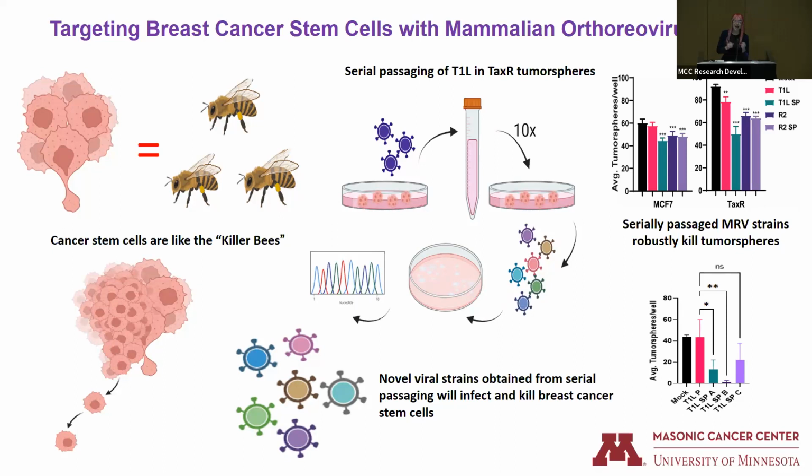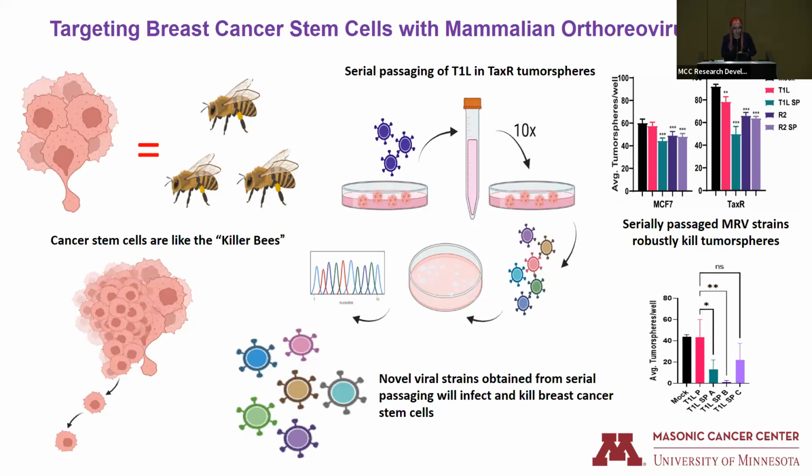For my studies, I use therapy-resistant tumor spheres. Why? Therapy-resistant tumor spheres enrich for breast cancer stem cells. So what I have found in my research is that the serial passage strains are superior at killing the therapy-resistant tumor spheres. Additionally, I have isolated 3 different viral clones, and out of these 3 different viral clones, there is one clone that specifically robustly kills our therapy-resistant tumor spheres. This data is very compelling because it indicates that the serial passage viruses can enhance a virus' ability to kill.